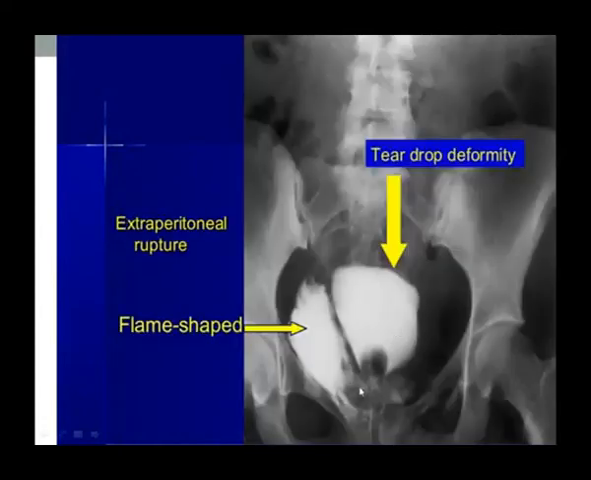So this is another example of extraperitoneal rupture. This is the bladder, and this is the Foley catheter here. You can see when you inject the contrast here, the contrast leaks here, and this is called flame-shaped leakage of the contrast on the side of the bladder. And the bladder is being compressed by this hematoma, leading to what is called teardrop deformity.